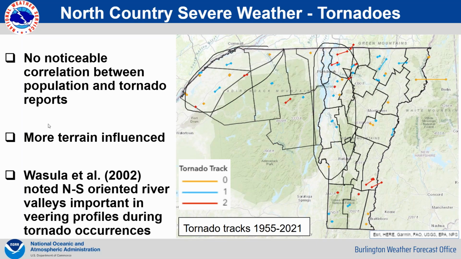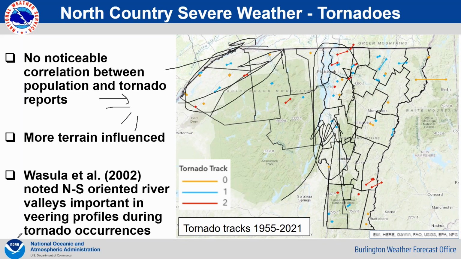So in particular, the Champlain Valley is going to be a little bit more prone in our region. The south orientation channels winds up the Champlain Valley in a way that is less common over the St. Lawrence Valley, which is going to favor a southwest wind as opposed to a pure south wind. And so that just gives a little bit more favorable turning of winds with height in the Champlain Valley.